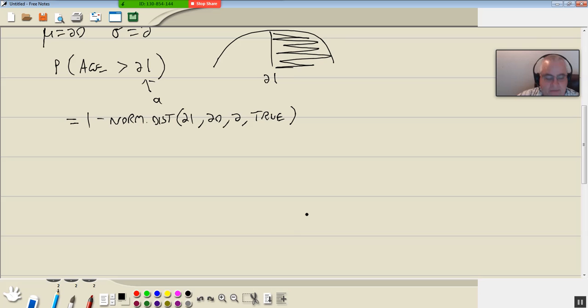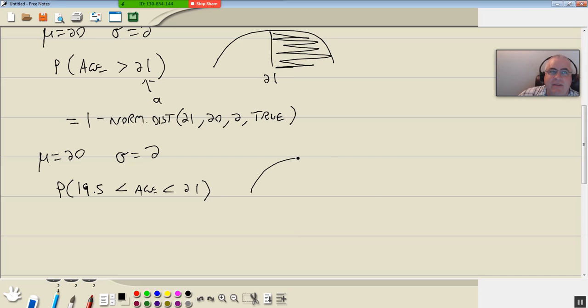Now if we had the between case, so mu is 20, and standard deviation is 2. And looking at the probability of the age is between 20 to 21. Actually, let me change that. Let's say that's between 19.5 and 21. There we go.